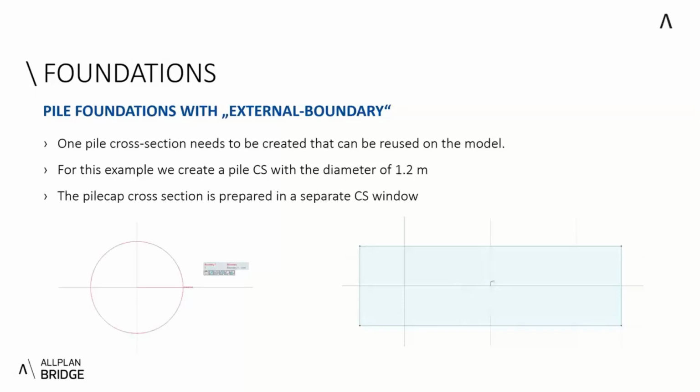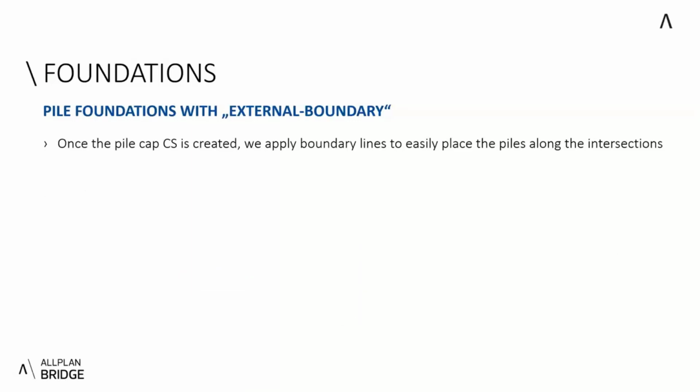So we have these two cross-sections now prepared, but how do we, in the easiest way possible, place these pile cross-sections on this pile cap cross-section? We need to make a few steps of preparation. Once the pile cap cross-section is created, we need to apply boundary lines to easily place the piles along the intersections. Because we can make use of the external boundary functionality, placing an external boundary on an existing boundary. You will just see in a visual representation what I would like to tell you with this.